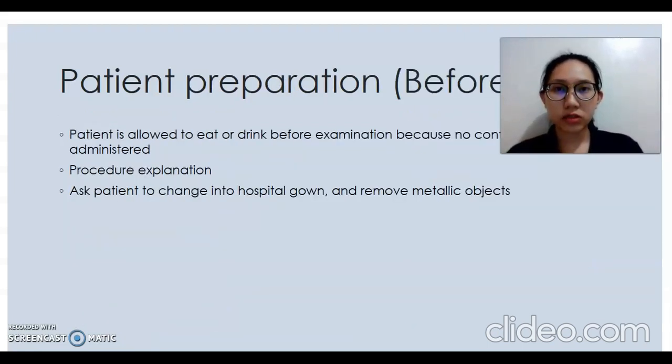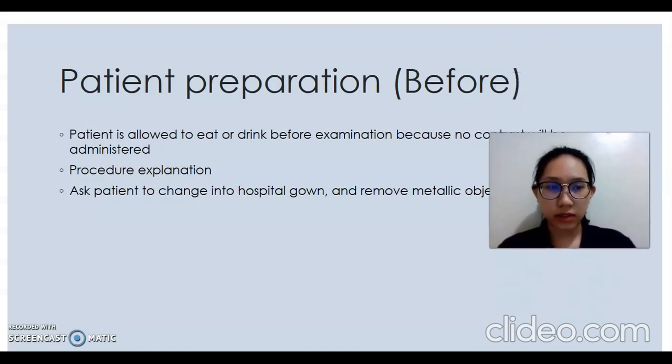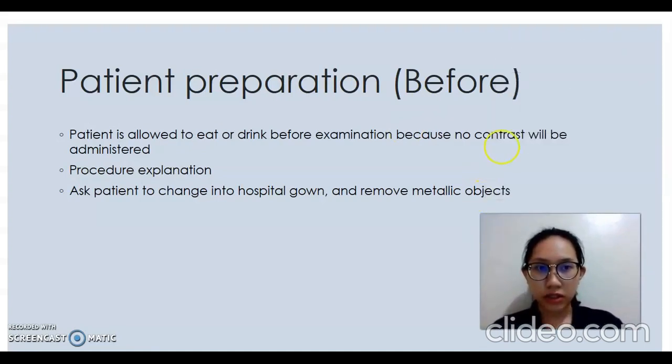So the patient has to undergo CT abdomen, and for the patient preparation before the examination, the patient is allowed to eat or drink before examination because no contrast will be given. And we will also explain the procedure to the patient, including how long this examination takes and what the patient has to do during the examination. For the scanning, we will also ask the patient to change into hospital gown and to remove any metallic objects in the scanning area.